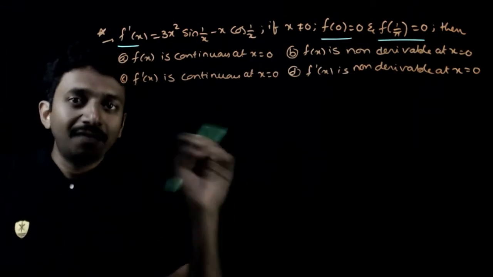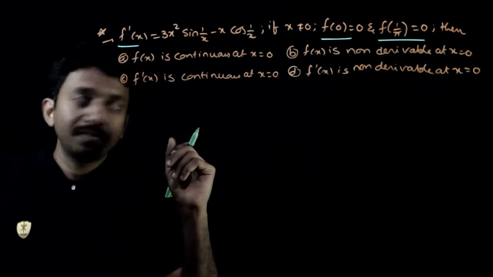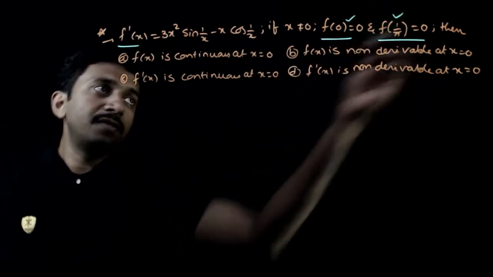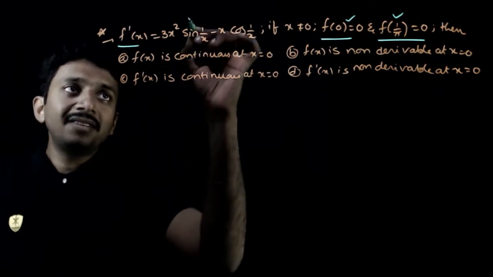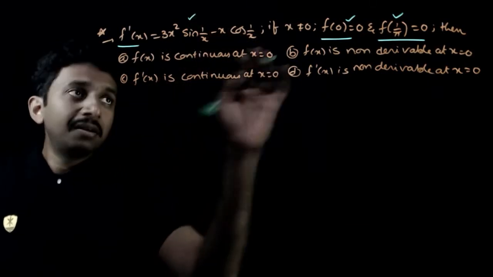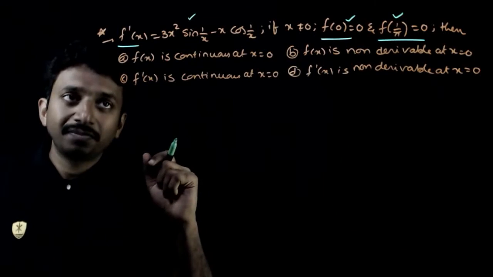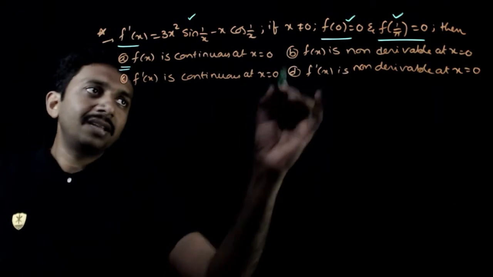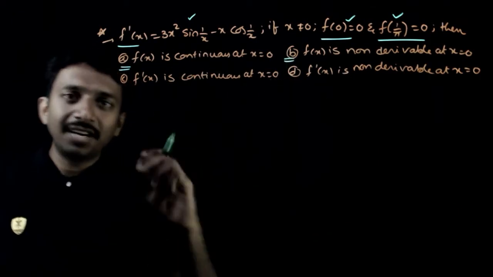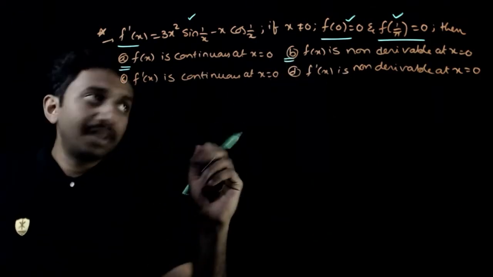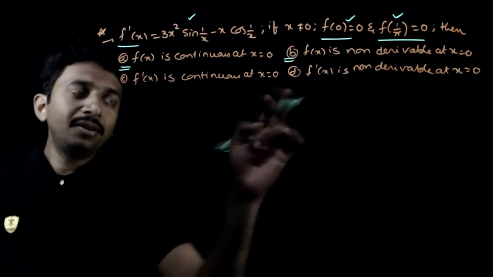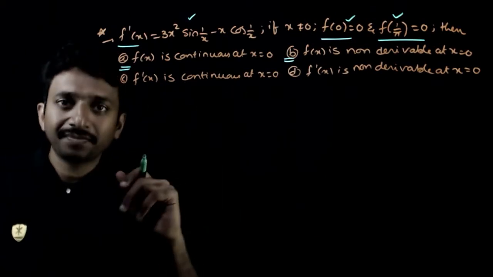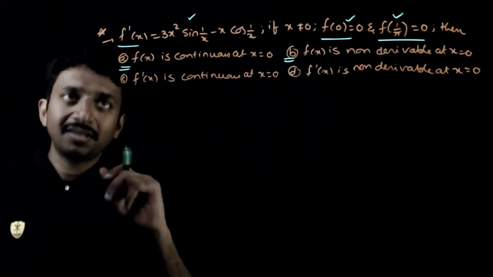These two are the informations regarding f of x. So f of x original function के बारे में you are given two informations, f of 0 and f of 1 by pi, and differentiation का function भी मिल गया as long as x is not equal to 0. And you have four options. Two options are about the nature of f of x. f of x is continuous at x is equal to 0, f of x is not differentiable at x is equal to 0. And the remaining two options are regarding the nature of f dash of x.